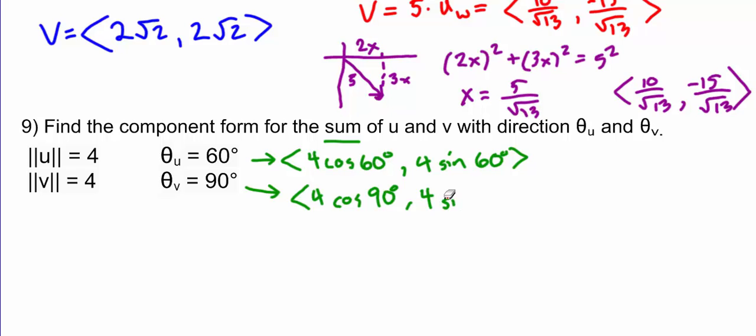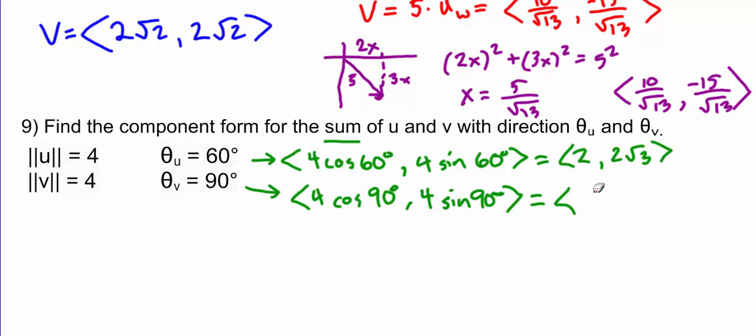All right, and now I'm using the magnitude of 4 and the angle of 90 degrees and plugging that into the second vector. And I'm going to simplify both of these before I do addition. So the cosine of 60 is 1/2, so I'm going to have 2. The sine of 60 is square root of 3 over 2, so this is going to be 2 square root of 3.